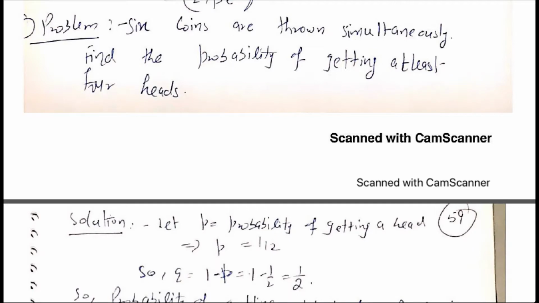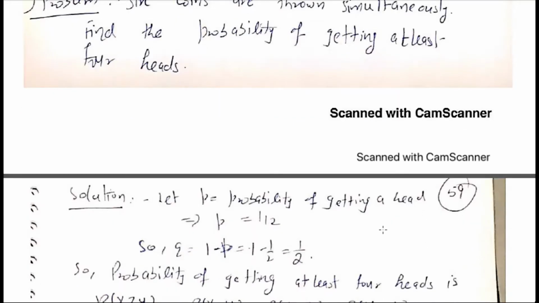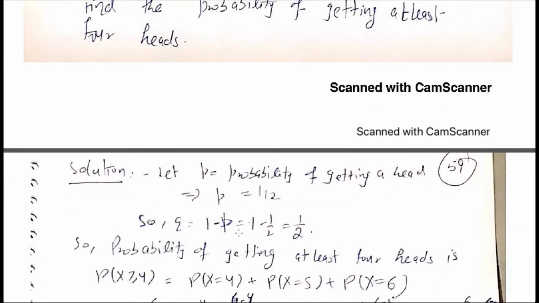So suppose P is the probability of getting a head. Obviously we know that when a coin is tossed, the probability of getting a head is half, and similarly the probability of getting a tail is also half. So P, the probability of getting a head, is half, and Q, the probability of getting a tail, is 1 minus P, that is 1 minus half, which equals half. Now we want to find the probability of getting at least 4 heads.